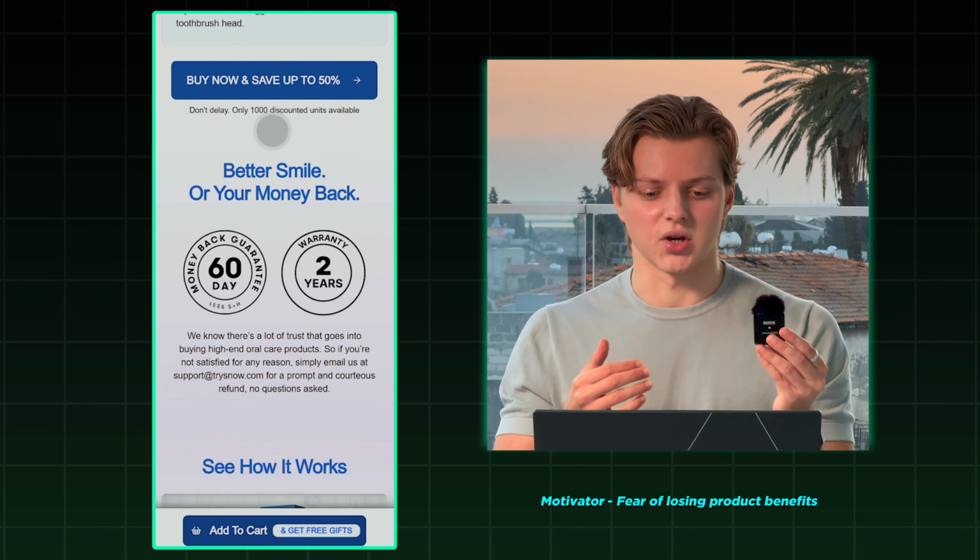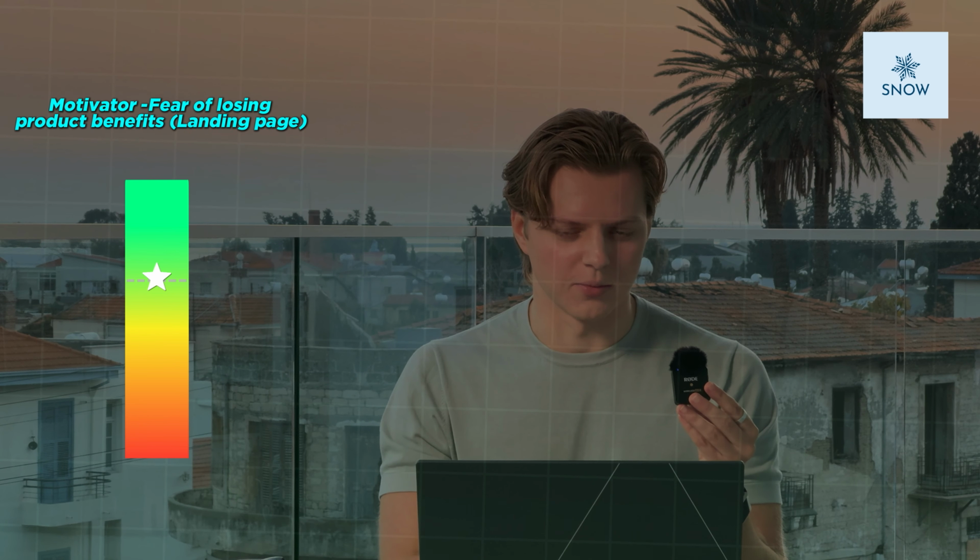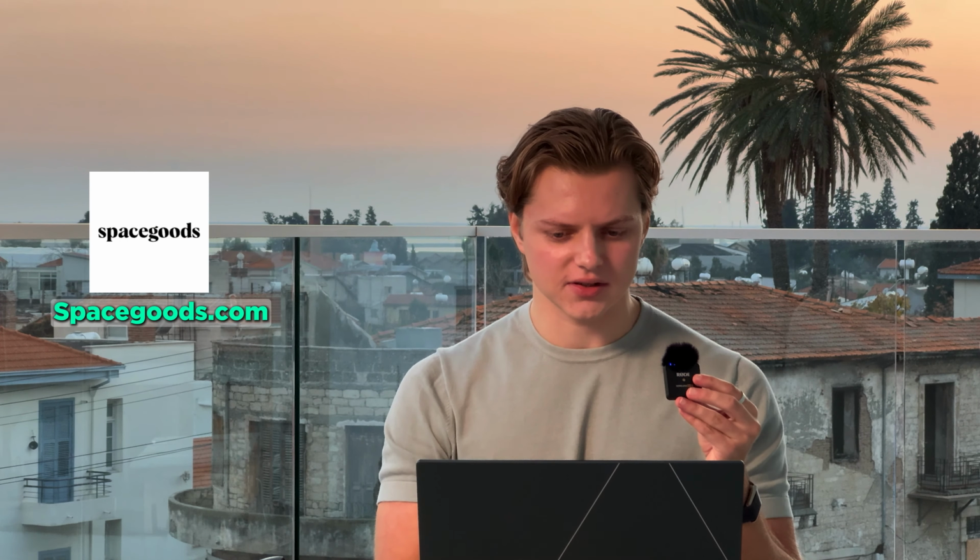And if that's your funnel, of course, you don't need to max out on the fear of losing out on the benefits because you already have this from the marketing. So that's simply a funnel strategy. Just for the case of rating the landing page, I will give them a B tier. But I'm guessing if I looked at the whole funnel, it would probably be an S or at least an A+ tier. Now for the third example, Space Goods Starter Kit.